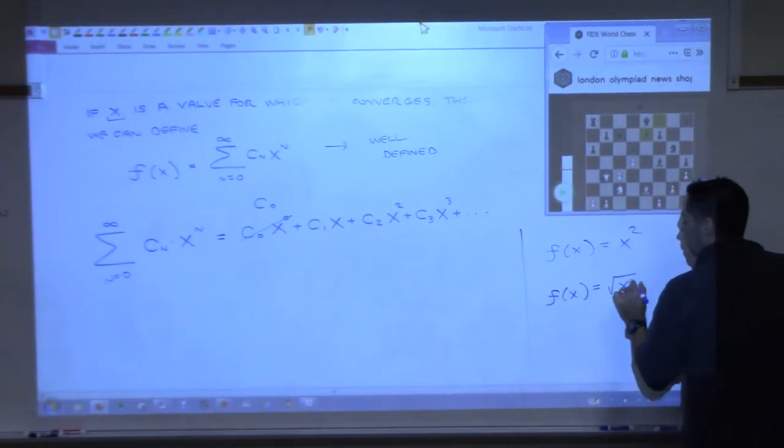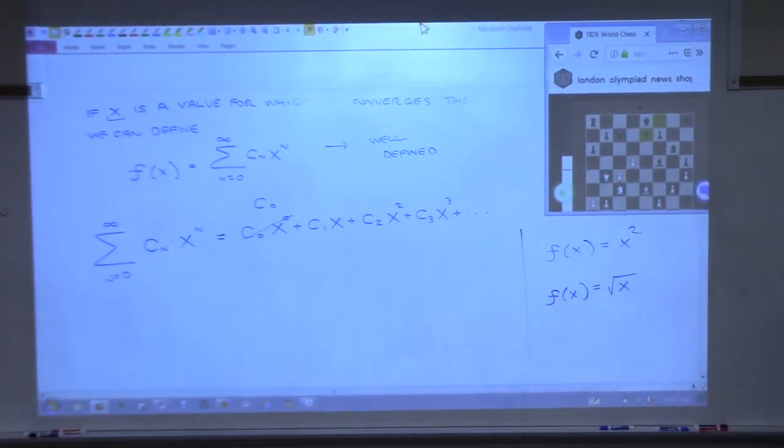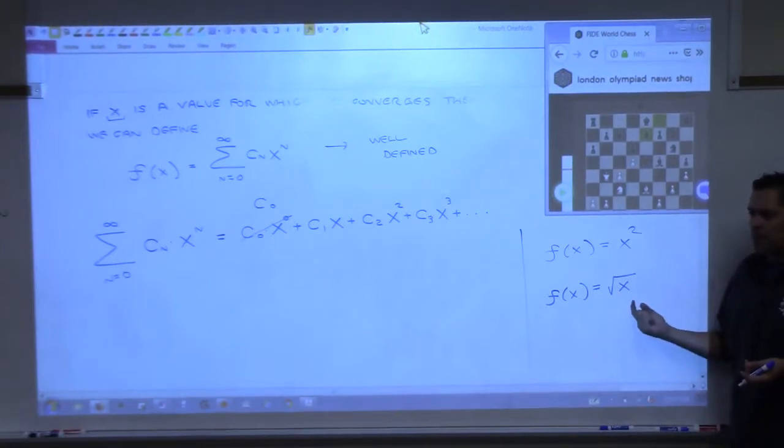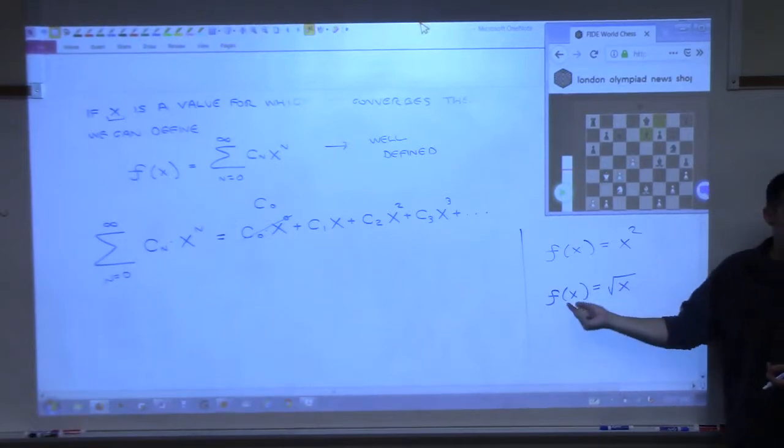Is that a well-defined function? Well, it's still well-defined in the sense that I can just look at it and tell what happens. If you give me 0, I spit out 0. If you give me 1, I spit out 1. If you give me 4, I spit out 2. You give me 9, I spit out 3.